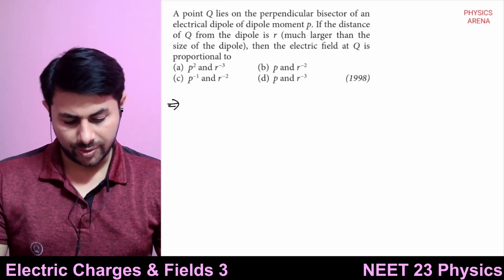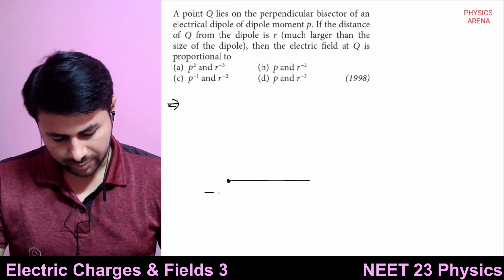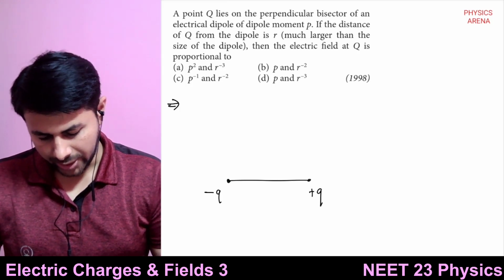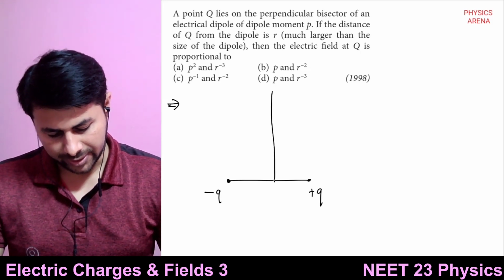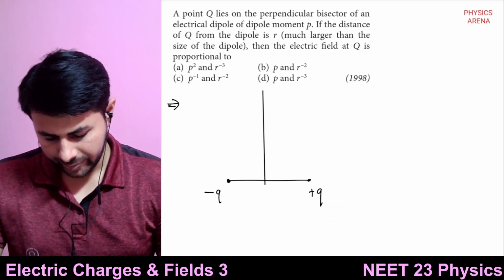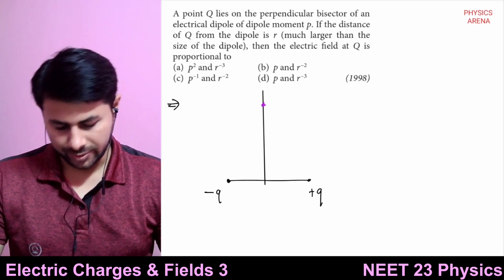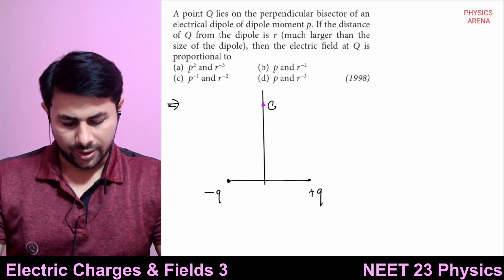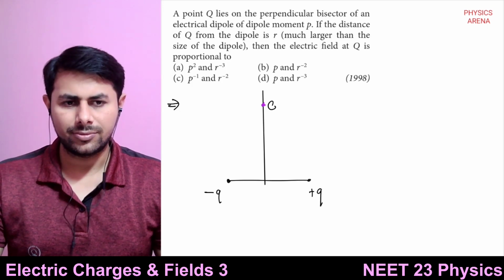It lies on the perpendicular bisector. So this is your dipole, minus q and plus q, and the point lies on the perpendicular bisector. That means it is on the equator. Okay, so this is point P, this is some point. Let's see, so the electric field at this point is proportional to?